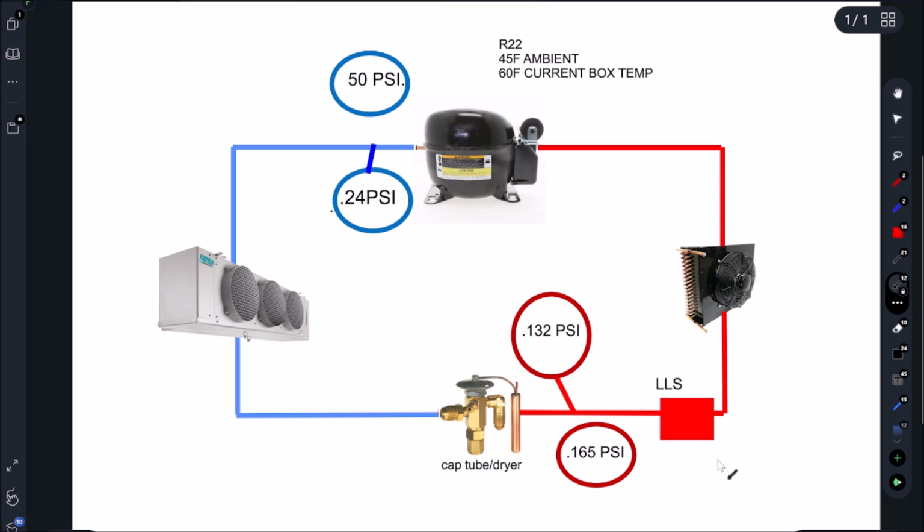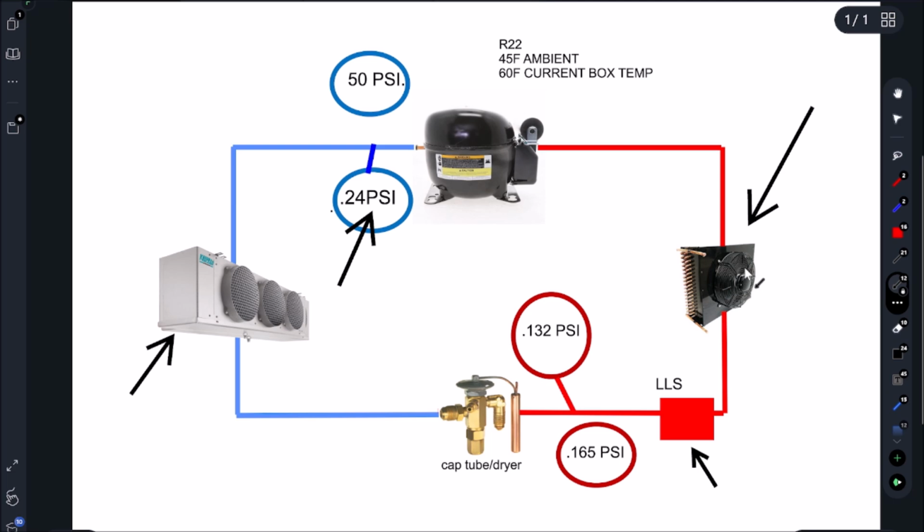Now, secondly, why do we have a liquid line solenoid? Why are we adding more components that are not in a reach-in? For two reasons. My coil is about 100 feet away from my condensing unit. I don't want to have to run a wire 100 feet from here to here, so I can use a pressure switch. When this liquid line solenoid is closed, meaning there is no flow, this is going to go to 0 PSI.